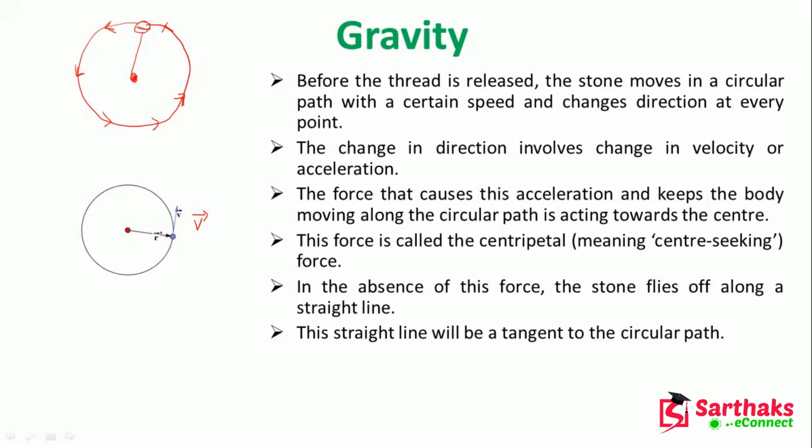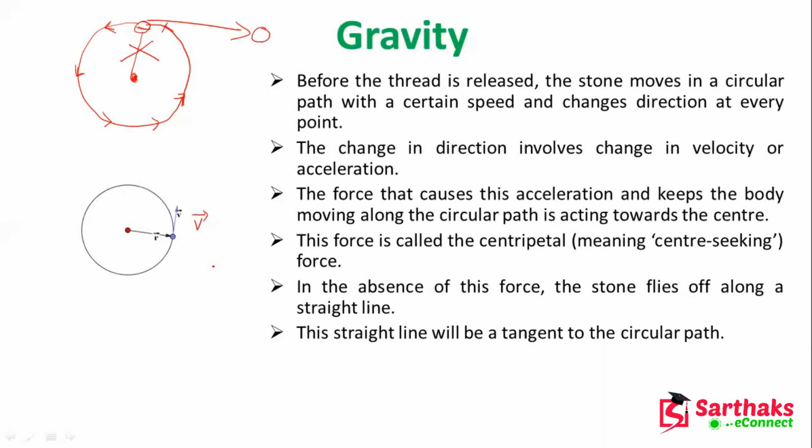And due to this centripetal force, the ball is not moving away from the circular path. If we do not have this centripetal force, then you can see that this stone flies off along a straight line. If you do not have any centripetal force, this stone will move along a straight path. Okay, a straight line. This straight line will be the tangent to the circular path.